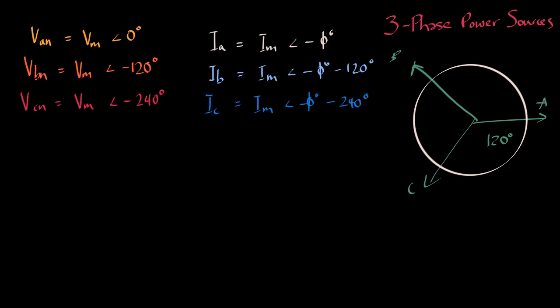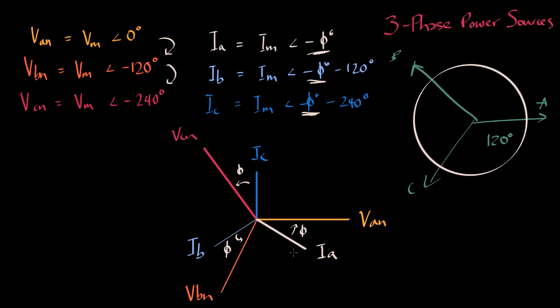Here are the current and voltage values of each phase in phasor form. Note, the current is lagging the voltage by some amount. Also note the 120 degrees shift from one to the next. Here they are represented graphically.